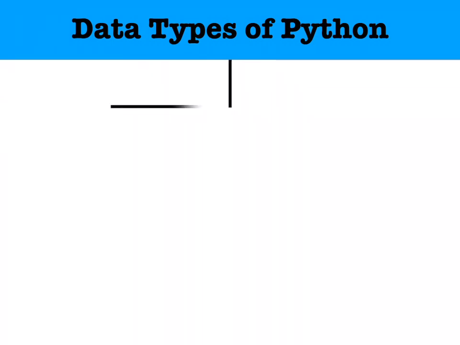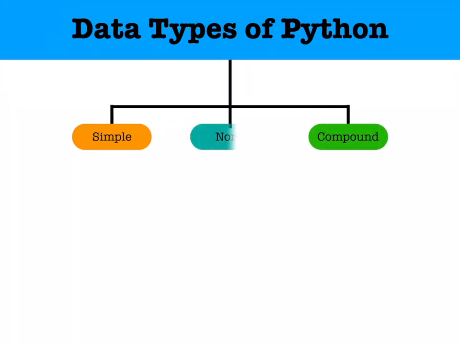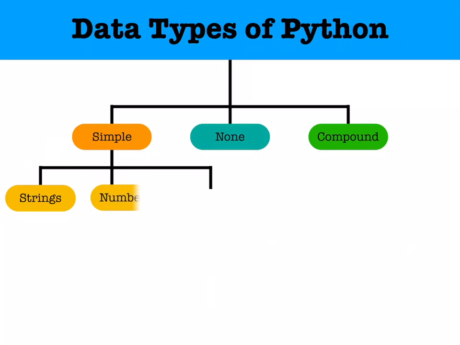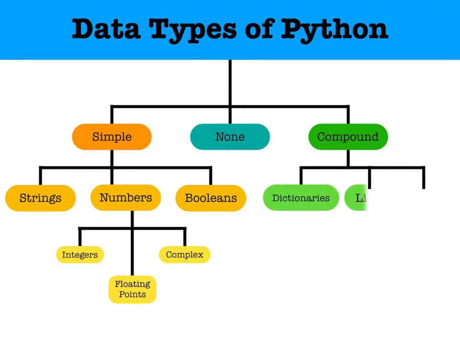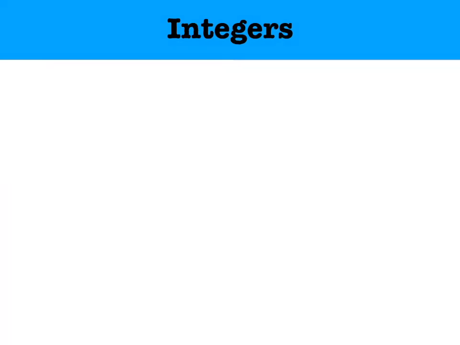There are three different types of data types in Python: simple, compound, and none. The simple data types are strings, numbers, and booleans, and the numbers are divided further into integers, floating points, and complex. The compound data types are dictionaries, lists, and sets. For now, we will just be dealing with the simple data types.